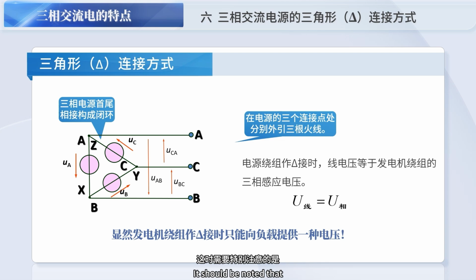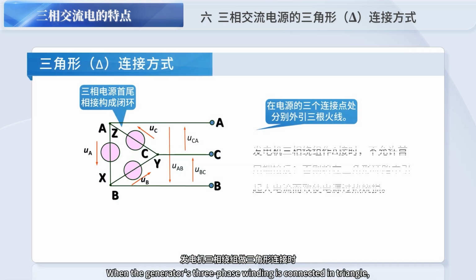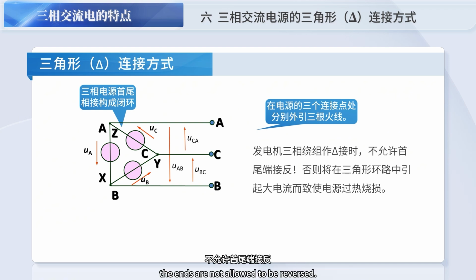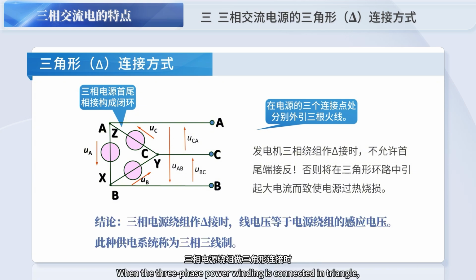It should be noted that when the generator's three-phase winding is connected in triangle, the ends are not allowed to be reversed. Otherwise, a large current will be caused in the triangle loop, causing overheating and burning of the windings. When the three-phase power winding is connected in triangle, the line voltage is equal to the induced voltage of the power supply. This power supply system is called a three-phase, three-wire system.